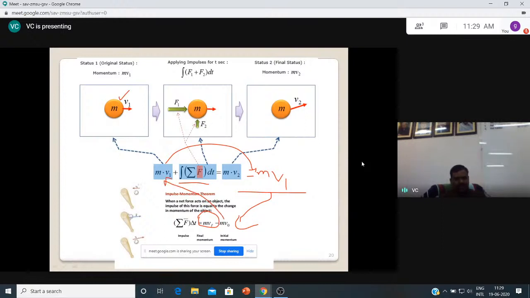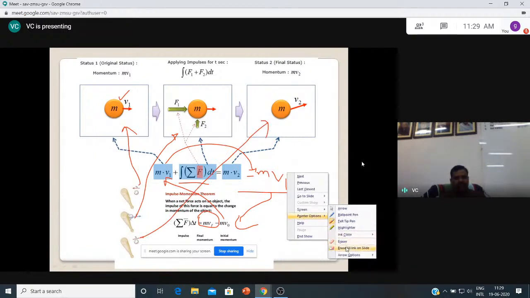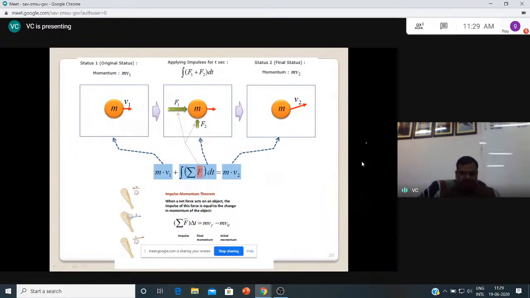So this is the initial momentum when the body is hitting, and this is the case when it is leaving. This is how generally we represent the body when we are taking the momentum. This is what we are calling the resultant force R dt: initial momentum, final momentum, and the force acting within a small duration of time.